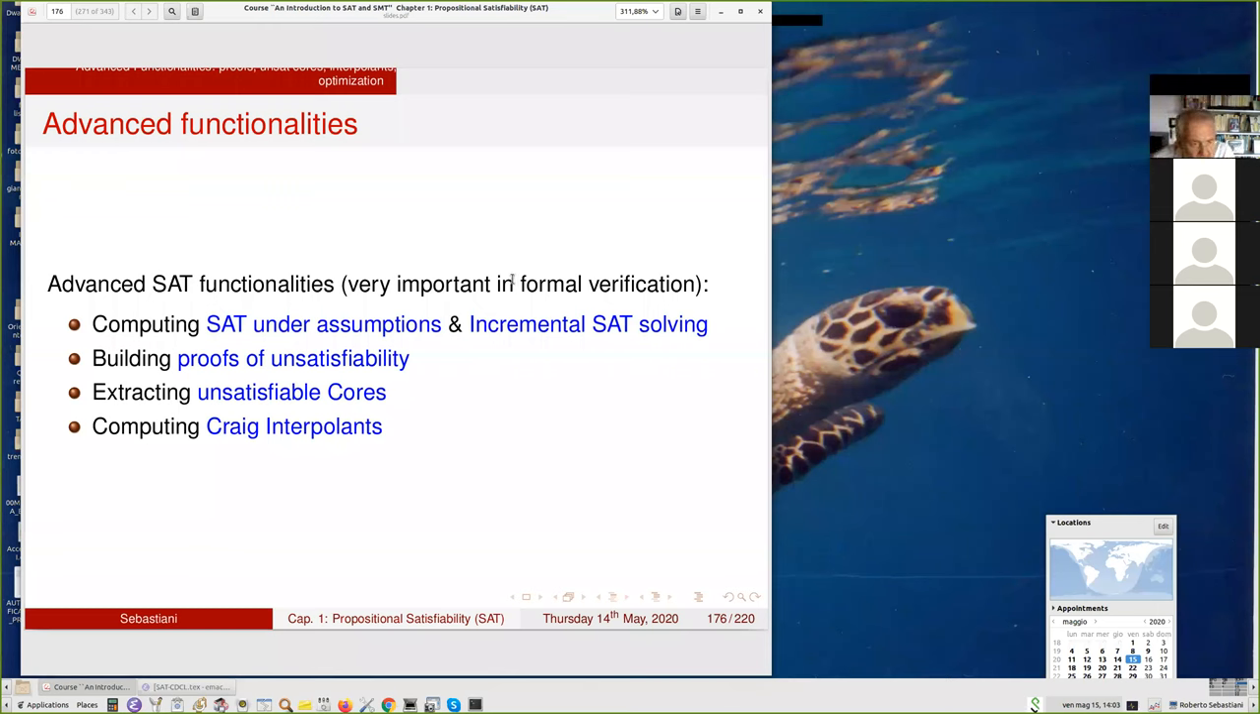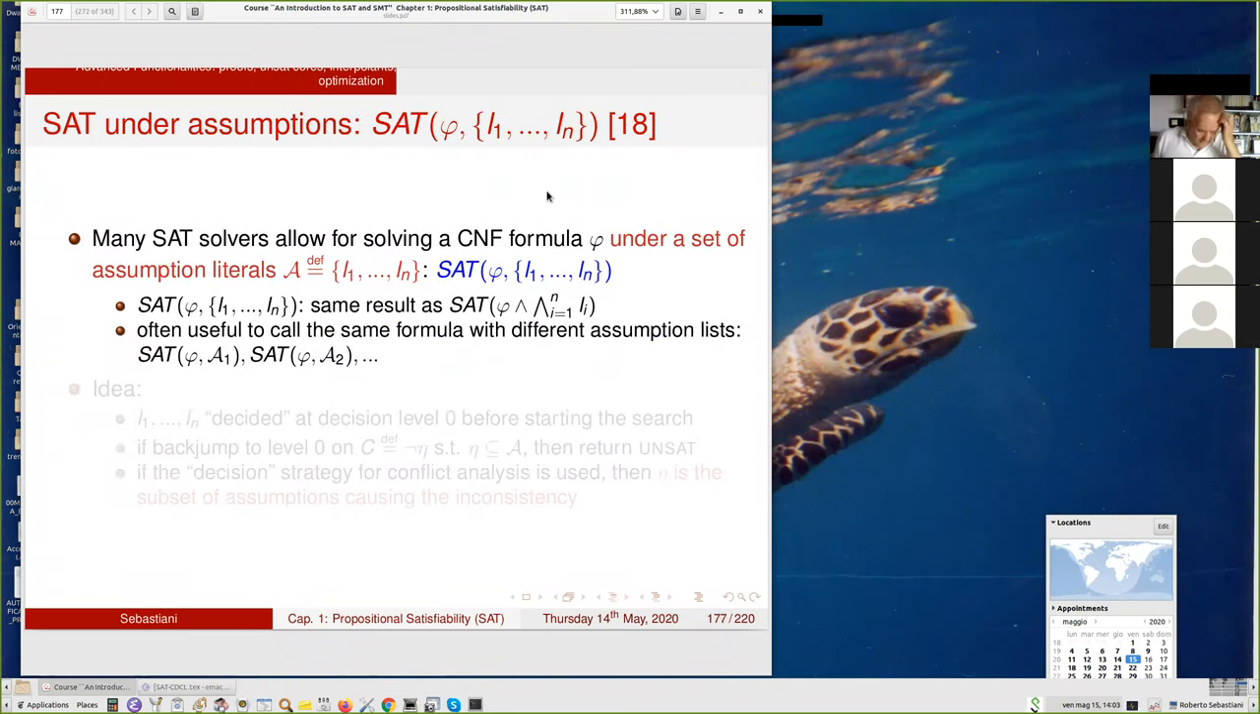Okay. So let's start with computing SAT under assumption, which is strictly related to incremental SAT solving. Very often, I would say most SAT solvers, allow you to solve a CNF formula. Again, we are always assuming that we are dealing with CNF because we know that it's very easy to CNFize, under a set of assumption literals. So given a set of literals L1, L2, LN, which we call assumptions, on variables which occur in the formula phi, we may ask the solver to solve phi under this set of assumptions L1, LN, okay?